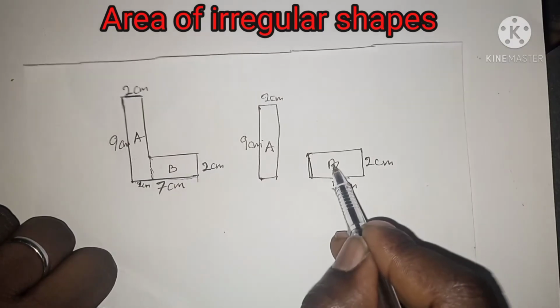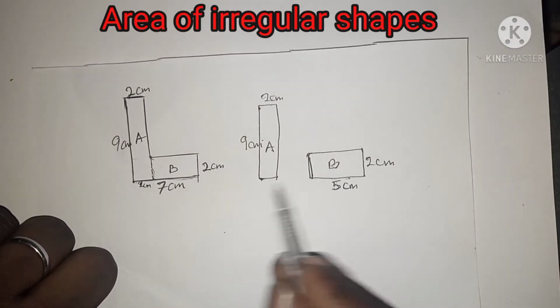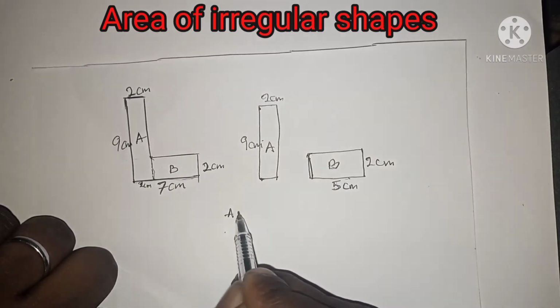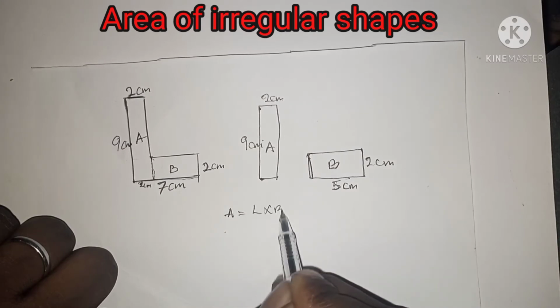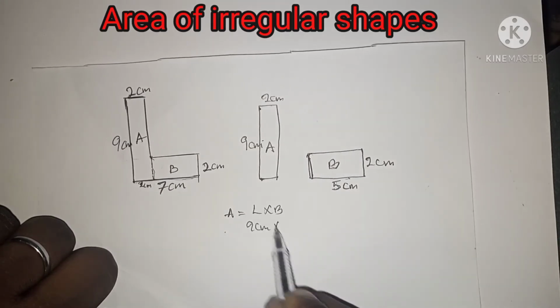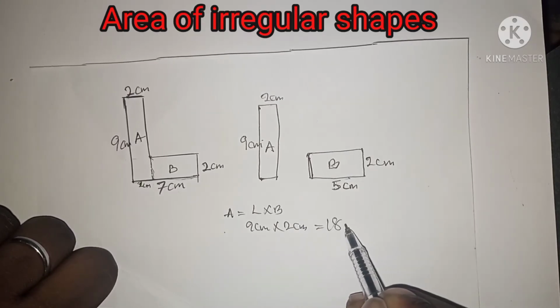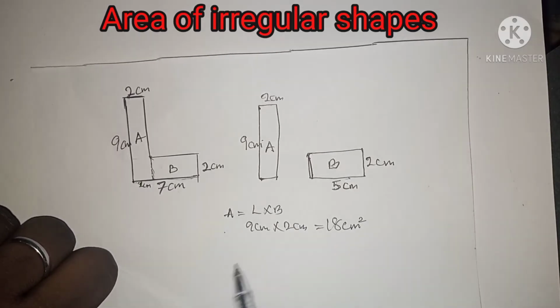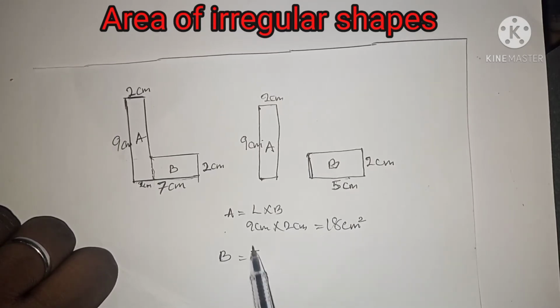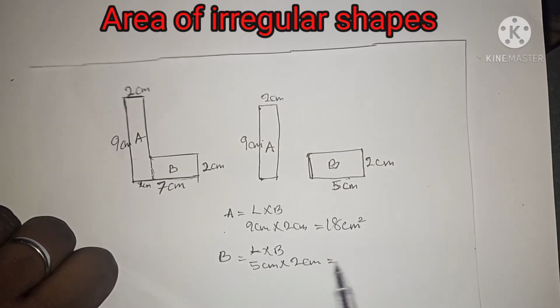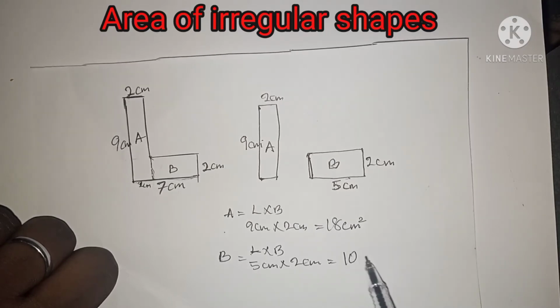So now that we've gotten this, we'll go ahead and find the area of each of them. For shape A, we have length times breadth, which is 9 centimeters times 2 centimeters, which is what? 18 square centimeters. And shape B equals length times breadth, which is 5 centimeters times 2 centimeters, equals what? 10 square centimeters.